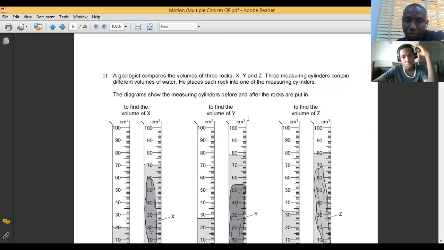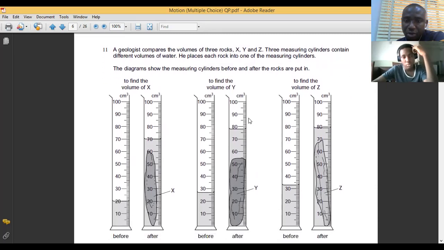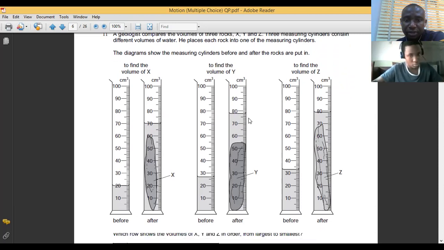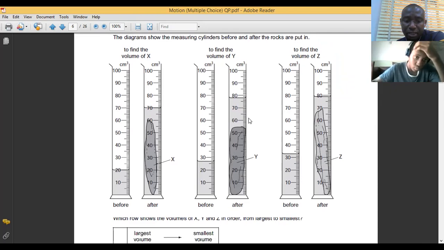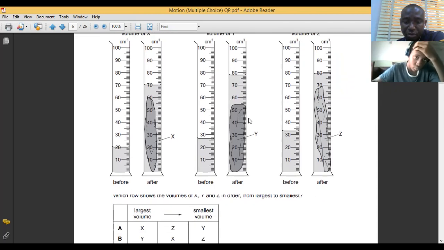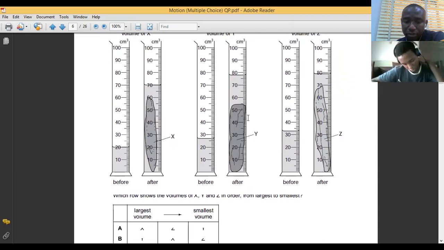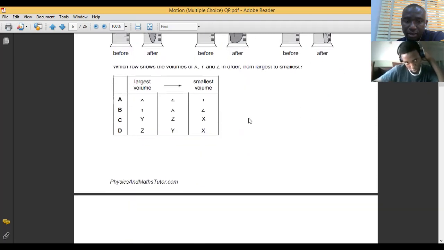Now, number 11. A geologist compares the volume of three rocks X, Y, and Z. Three measuring cylinders contain three different volumes of water. He places each rock in one of the measuring cylinders. The diagram shows the measuring cylinders before and after the rocks are put in. Which shows the volume of X, Y, and Z in order from largest to smallest? Y, X, Z. B, correct.